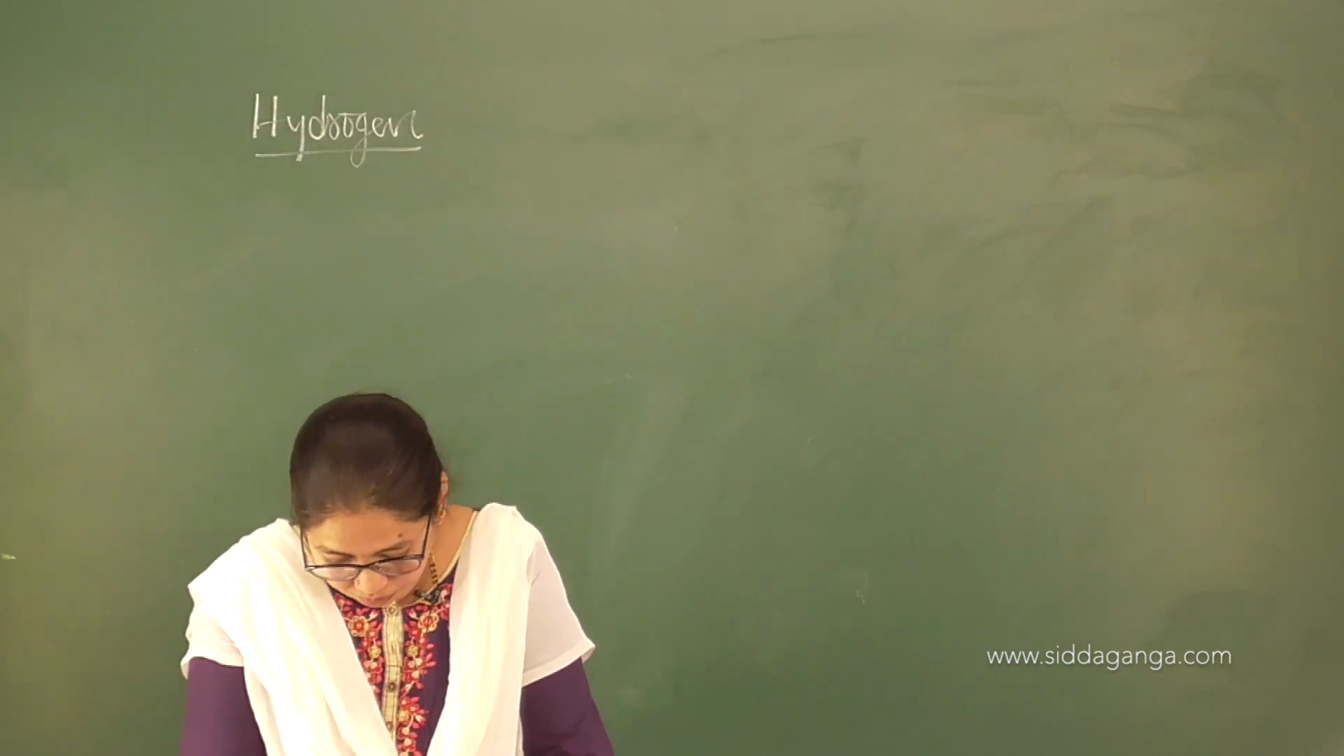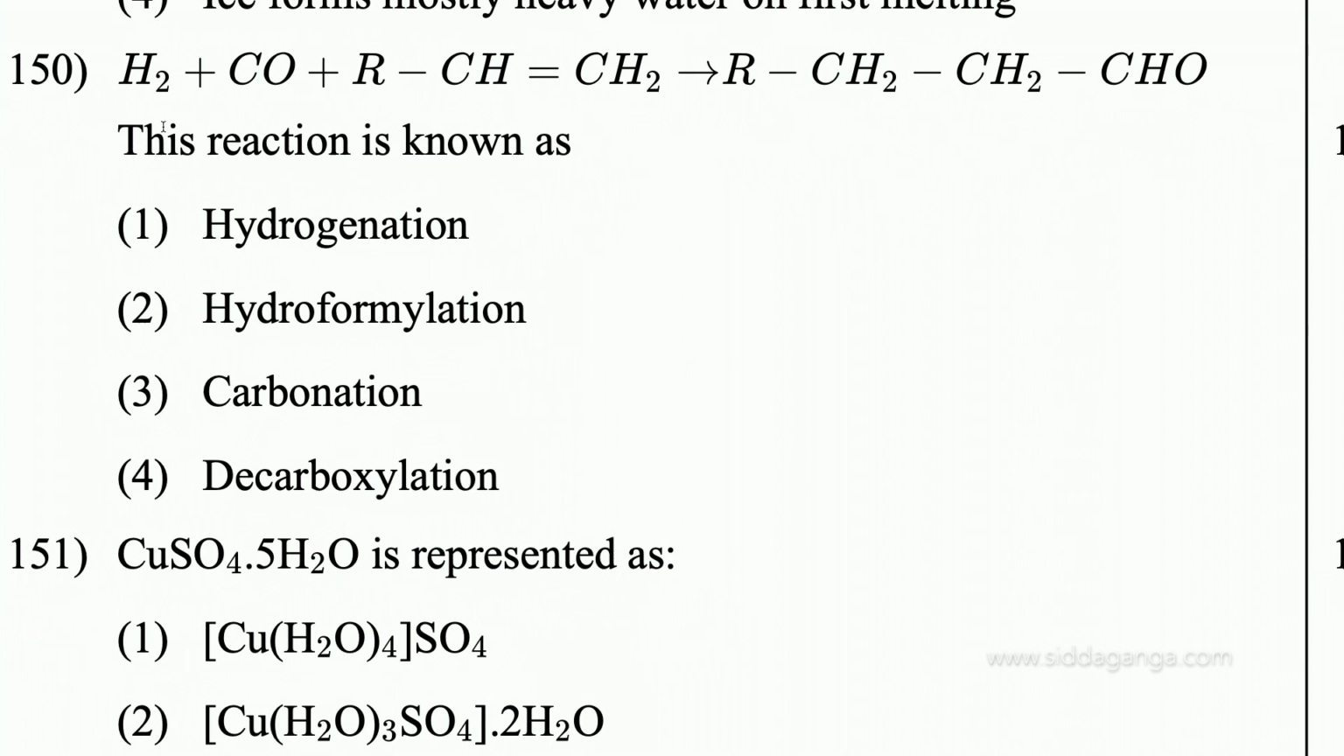Next question. They have given a chemical reaction: H2 plus CO plus RCH=CH2. That is, an alkene reacts with a mixture of H2 and CO to form a compound that is nothing but an aldehyde, RCH2CH2CHO. What do you call this? In this reaction there is addition of both hydrogen as well as a formyl group. So this reaction is hydroformylation. That is option number 2, hydroformylation.